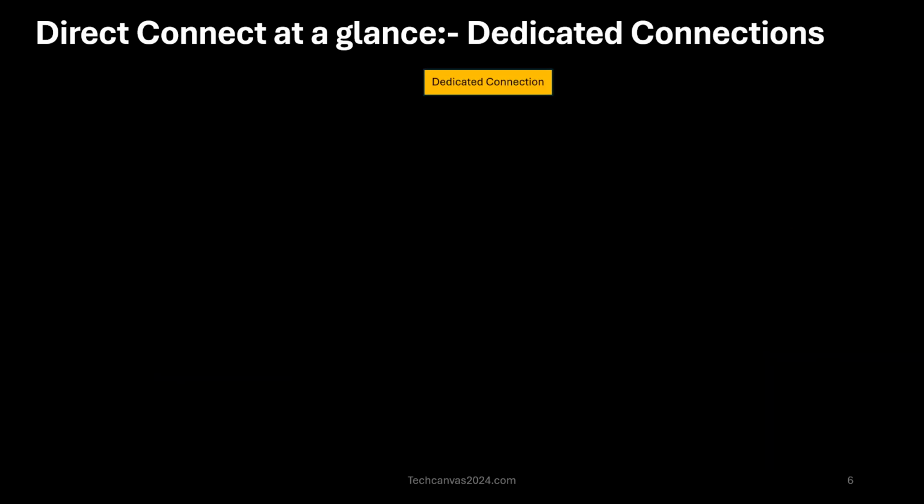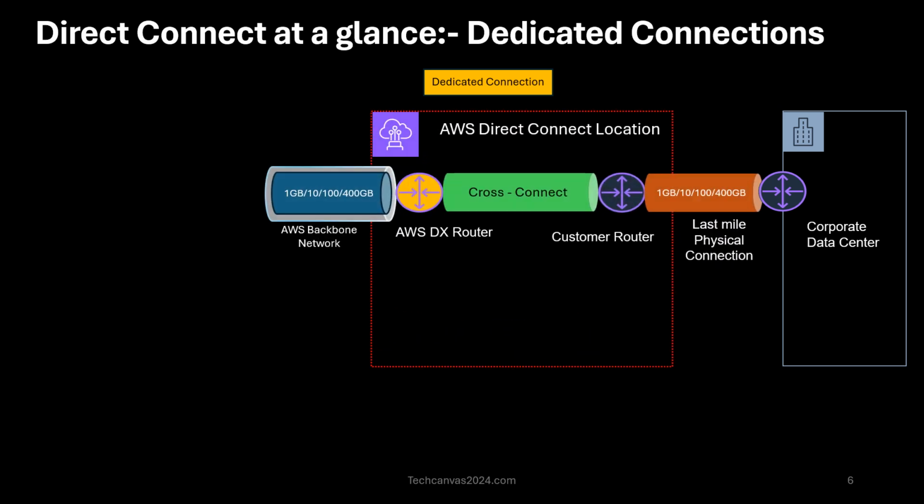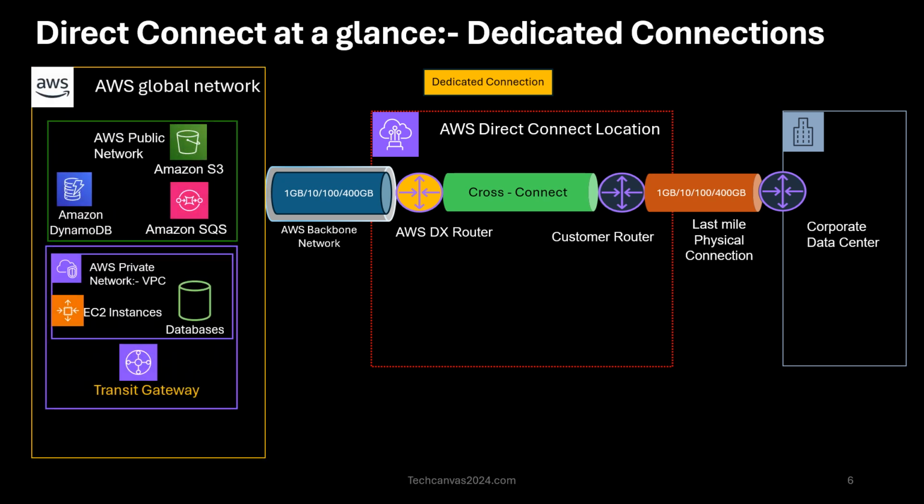So there are two kinds of connection with the AWS Direct Connect location. One is the dedicated connection and the other is the hosted connection. In this slide I will be covering the dedicated connection. The dedicated connection is between your data center and the AWS Direct Connect location. These two locations are connected via a dedicated pipe which provides speeds of 1 Gbps up to 400 Gbps. Your corporate data center router will be connected to your router, which is placed at the AWS Direct Connect location.